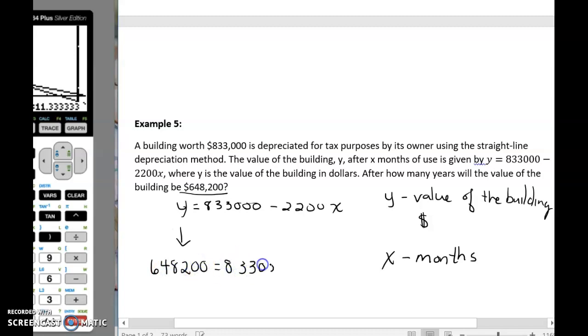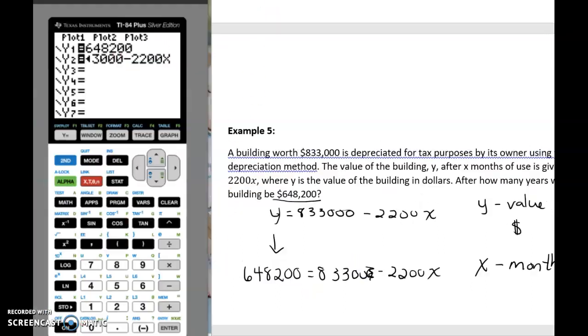So I'm going to replace y with $648,200. Okay, so now I need to go over. So y1, I put the 648,200 on y1, and y2 I put the right side. This should be at a 0 here. I put this under y2 and that under y1. So we're going to go ahead and graph them.